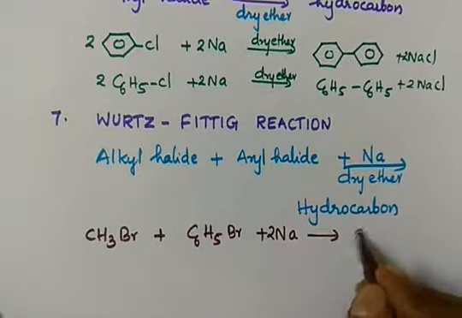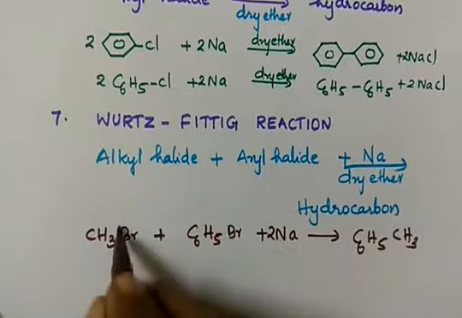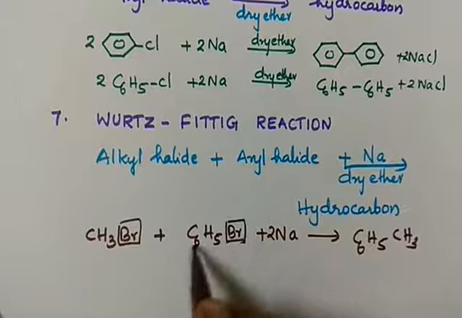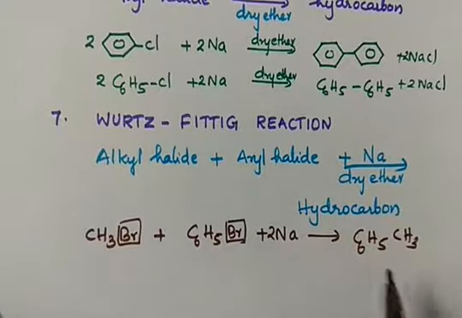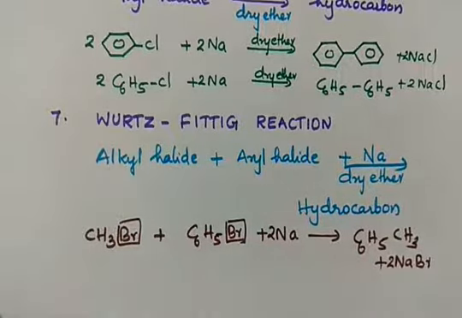This gives C6H5CH3. These two are eliminated and then C6H5CH3 is formed along with sodium bromide, NaBr. So this reaction is called the Wurtz-Fittig reaction. These are some of the 9 organic reactions. This is very important, so study the equations, write the equations and study them carefully. All the 9 reactions are very important.